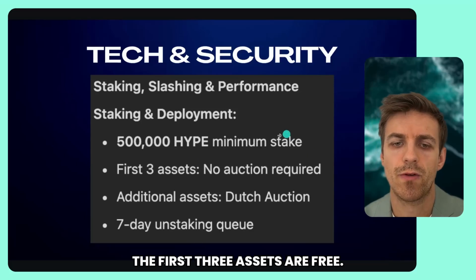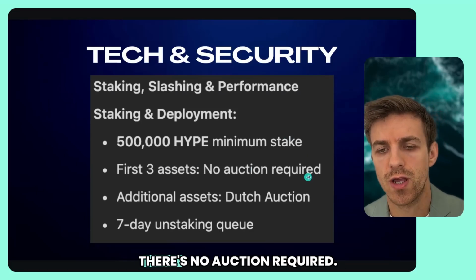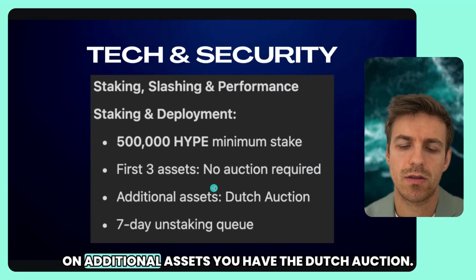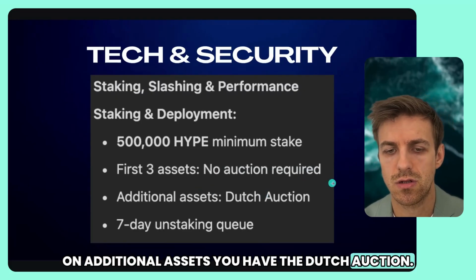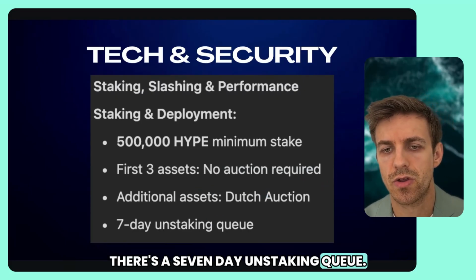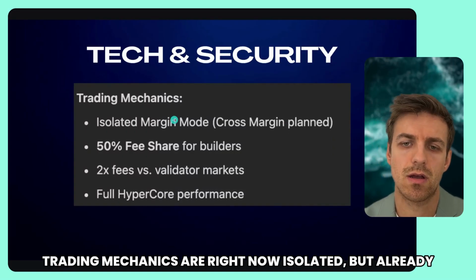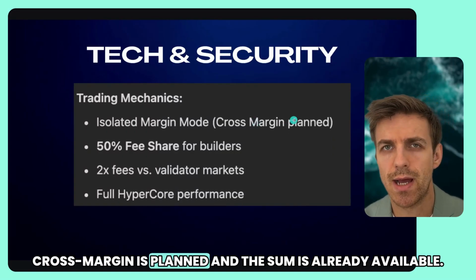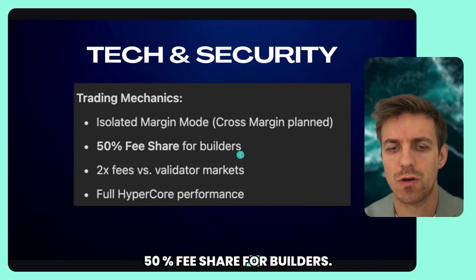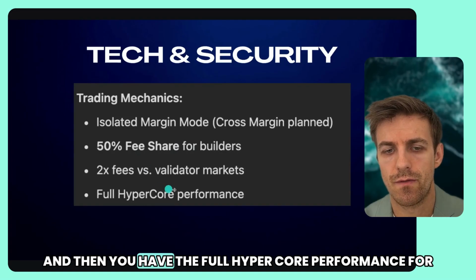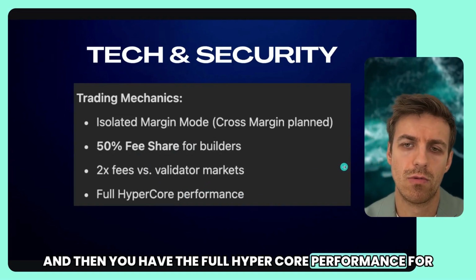500,000 HYPE. The first three assets are free. There's no auction required. And for additional assets, you have the Dutch auction. There's a 7-day unstaking queue. Trading mechanics are right now isolated. Cross margin is already planned, and the sum is already available. 50% fee share for builders, and then you have the full HyperCore performance for this.